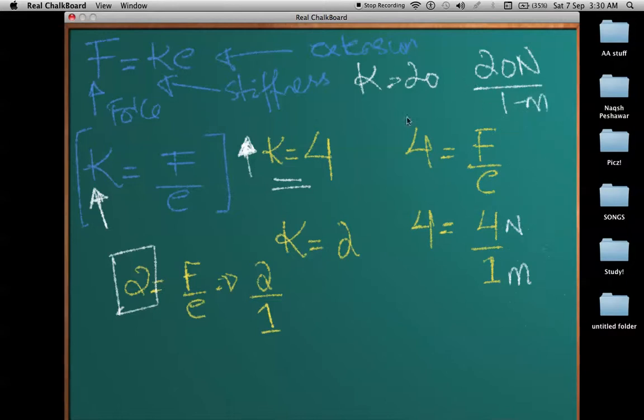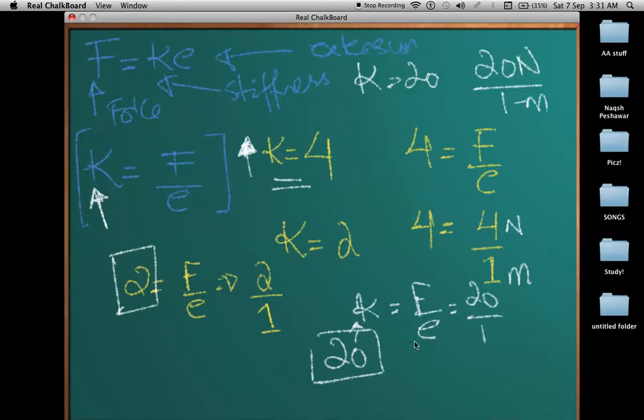Because you know K is F over E, let's just say F is 20 and E is 1. That way we can make K equal to 20. In that case, since the K is higher, you would need to apply a force of 20 newtons to extend it by 1 meter. So you can see it's tougher now. You have to apply a lot of force for just an extension of 1 meter.